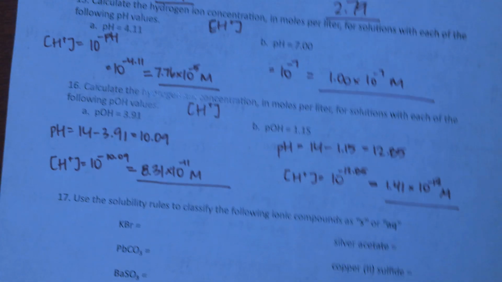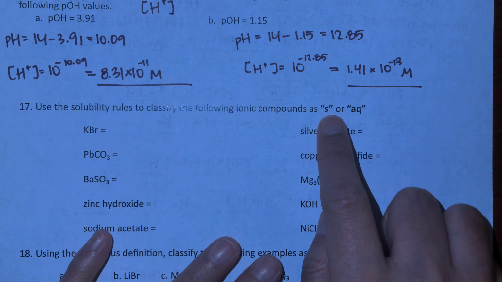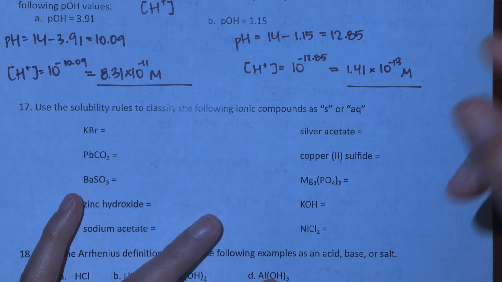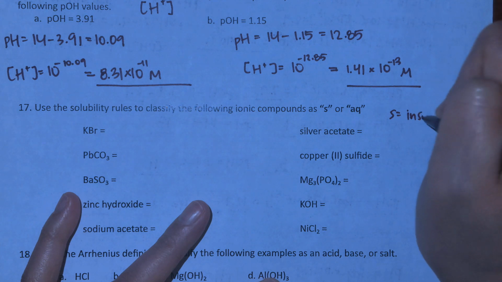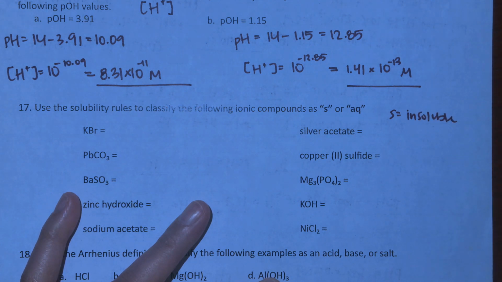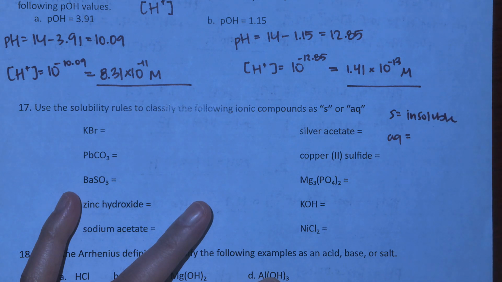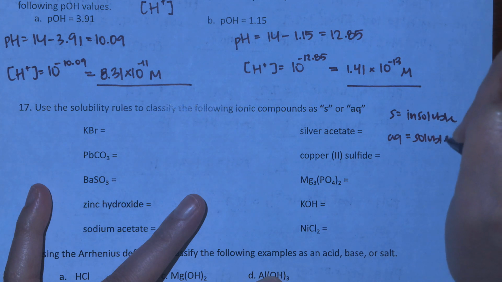Alright, so this is the confusing part. S means solid. So when a solid forms, that means it's insoluble. So S is insoluble. AQ means aqueous, so aqueous literally means dissolved in water, so it is soluble.